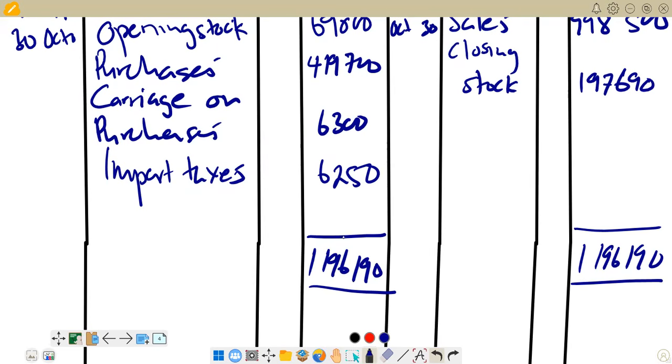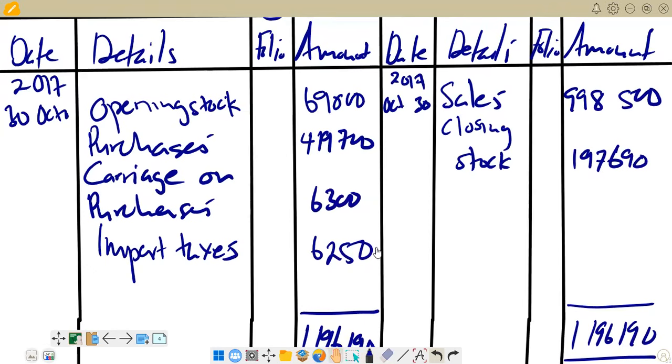And then we subtract from this total all what we have on the debit side. That is, 1,196,190 minus 6,250 minus 6,300 minus 419,700 minus 69,000. So the answer that we're supposed to get there is our balancing figure, which is 694,940. So if we have such a scenario where the debit side is where we are putting our balancing figure and the debit side is smaller, this would be our gross profit.